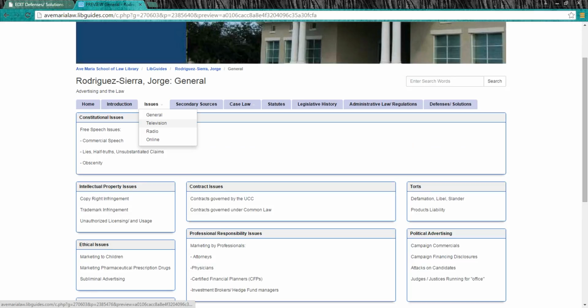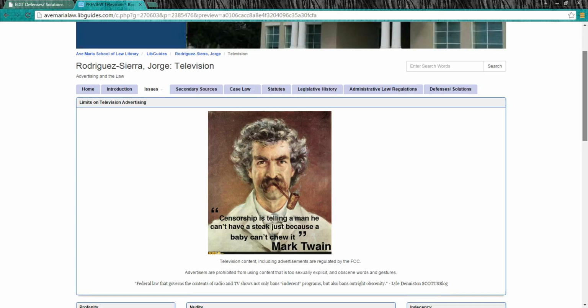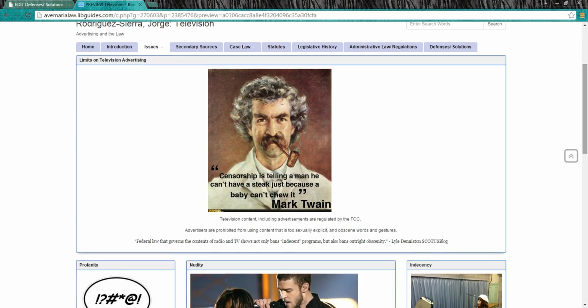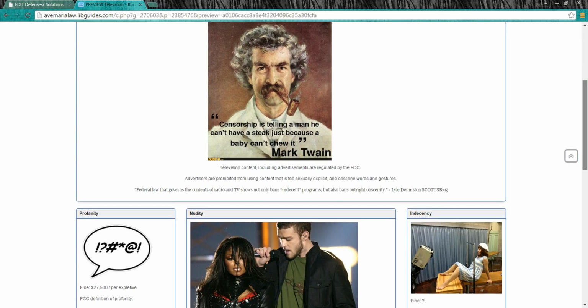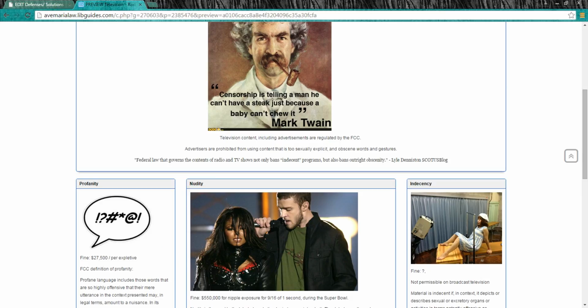The third tab, or the second tab under issues, is television. In this tab, I focused on the limits on television advertising. As you can see, here's a quote from Mark Twain. Really, I think the nub of the law of advertising on television boils down to this second sentence under the Mark Twain quote: advertisers are prohibited from using content that is too sexually explicit and obscene words and gestures. That's pretty much the limits there is on TV.